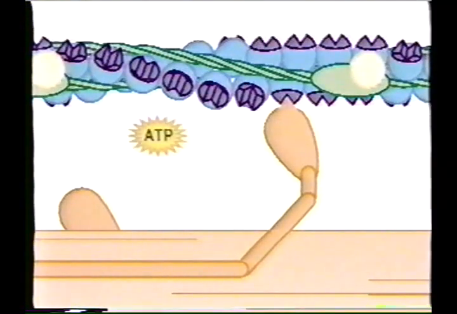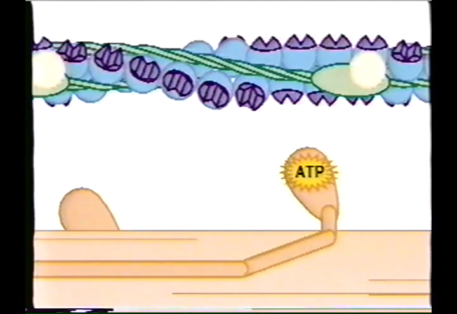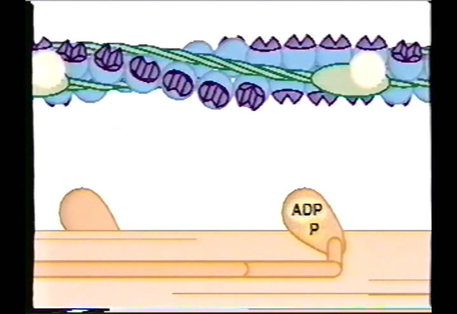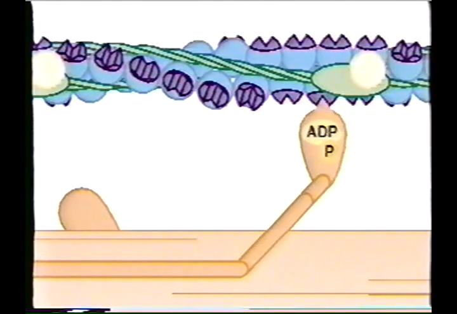ATP binds to the myosin head. The head changes shape and detaches from the actin. ATP is split into ADP and a phosphate. The myosin head swings up toward the actin filament. The shape of the head also changes. It again fits the myosin binding sites on the actin.